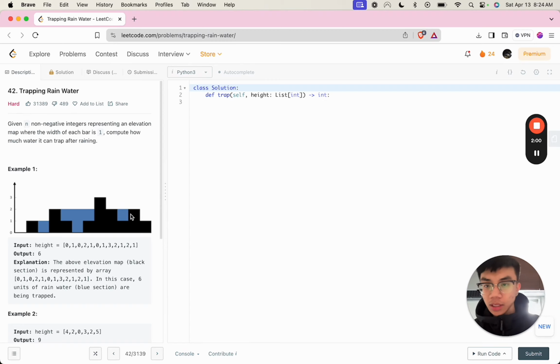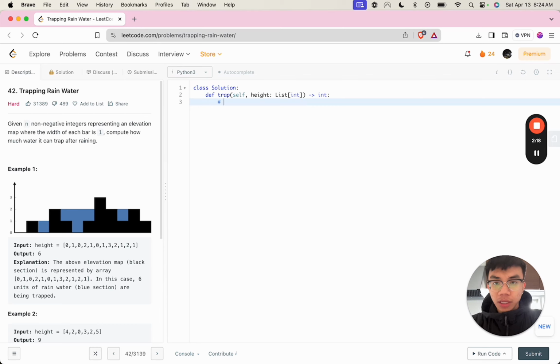And if we switch over to the right side, we have this blue spot right here. We have a right max of 2 and itself, which is 1. 2 minus 1 equals 1. So that's how we get this blue spot right here.